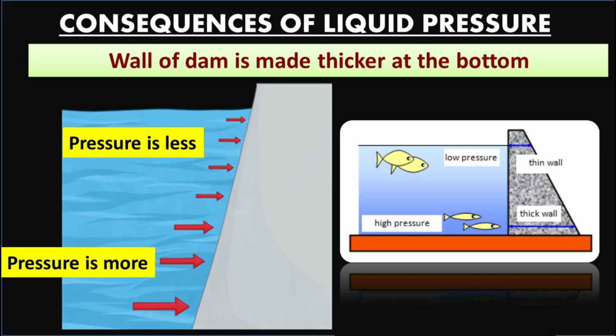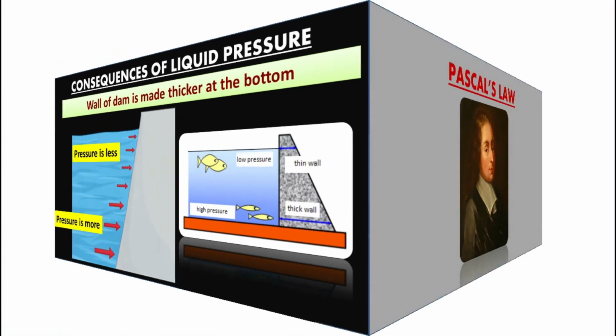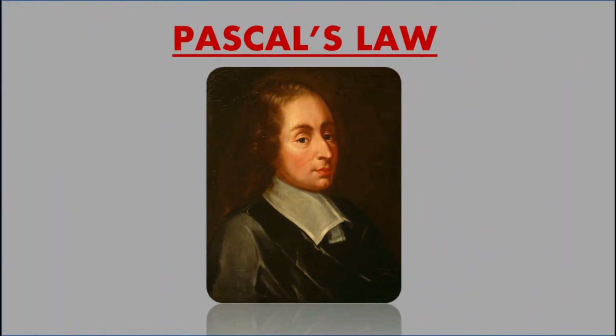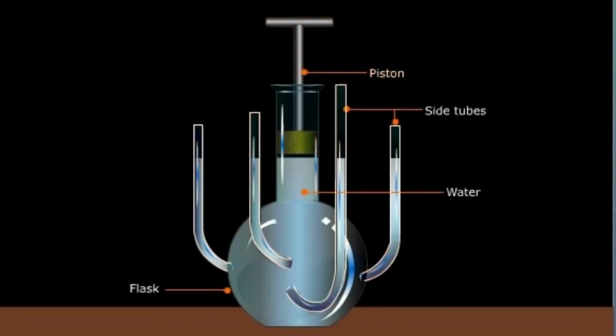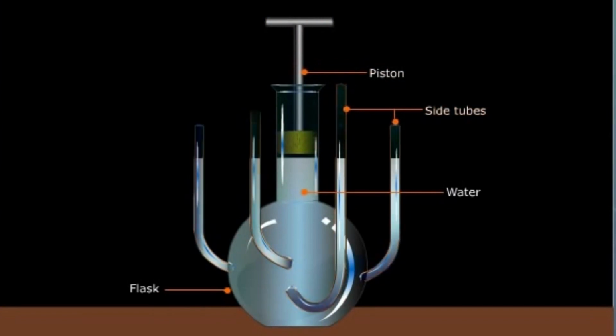Now let us study Pascal's law. Let us understand it with the help of an activity. Take water in a round flask fitted with an airtight piston at top and having a number of side tubes with openings. We can observe that initially the level of water in all the side tubes is the same. This is because a liquid seeks its own level and runs to the same height.